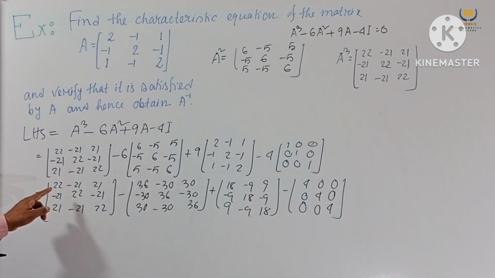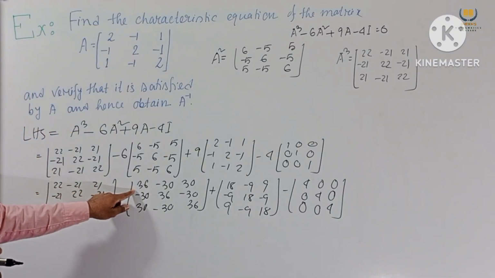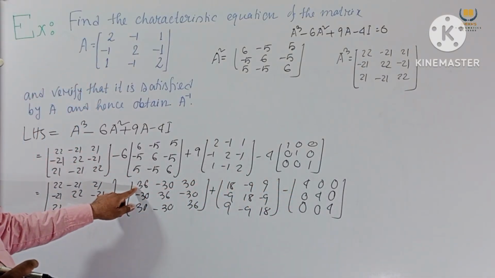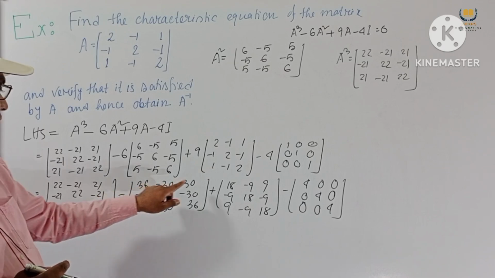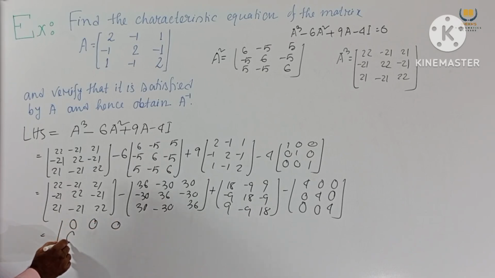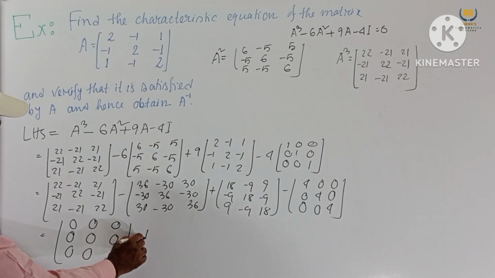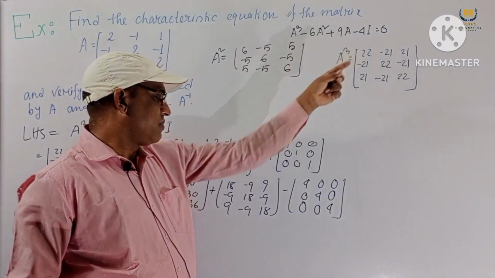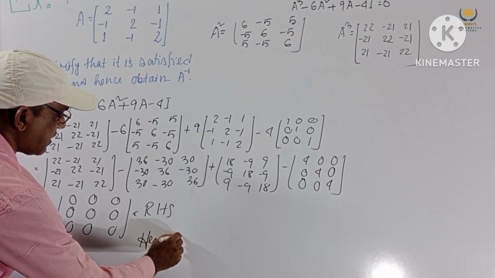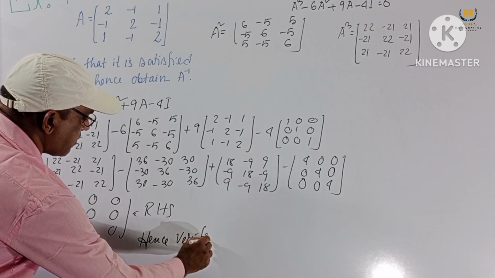And if we add and subtract, 22 minus 36 plus 18 minus 4. Minus 4 and minus 36 we get minus 40, and 18 and 22 is 40. So this will be 0. Ultimately, if we add all of these and subtract, the answer will be 0. So we get the right hand side. Our requirement is this equal to 0. So we get this, hence verified. This is the verification. Hence verified.